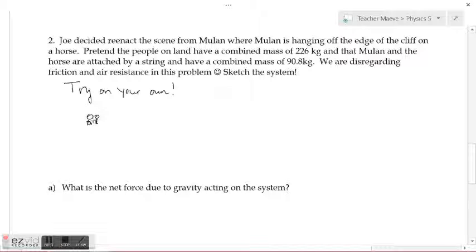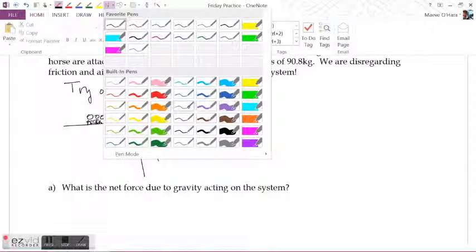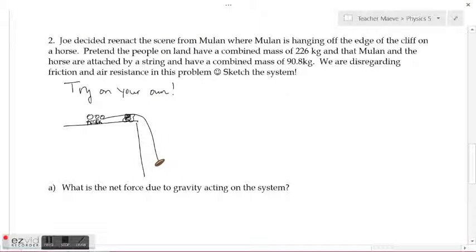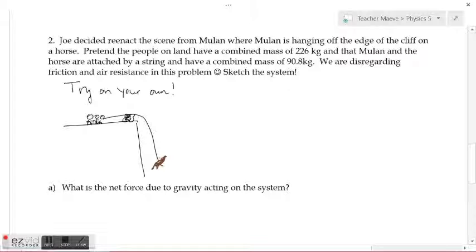So I hope that you drew a bunch of people over here, and they're on a cliff, and I've got a rock, and I've got a pulley. Maybe some of you didn't draw this because you may not have known what this looks like in Mulan, but this is what it looks like. And there's the horse. And we've got Mulan, and actually she's got the handsome guy with her too.